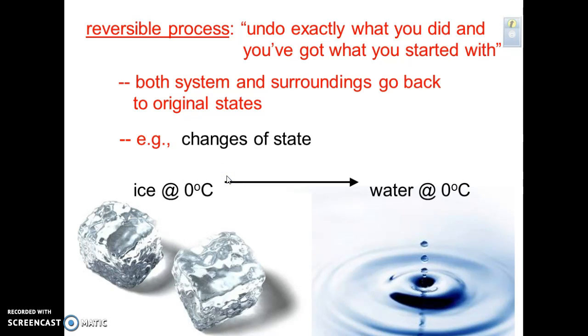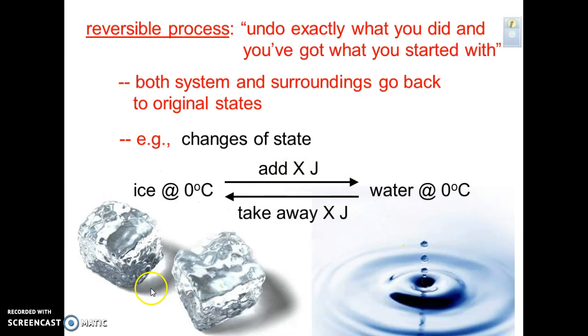If you have ice at 0 and water at 0, you can add a certain amount of heat called the heat of fusion, and you can melt all the ice and turn it into water, and it'll still stay at 0. If the water gives away the exact amount of heat as this took in, it'll turn right back into the ice. You can go right back and forth between ice and water. It is a completely reversible process. So that is considered a reversible process. You got it?